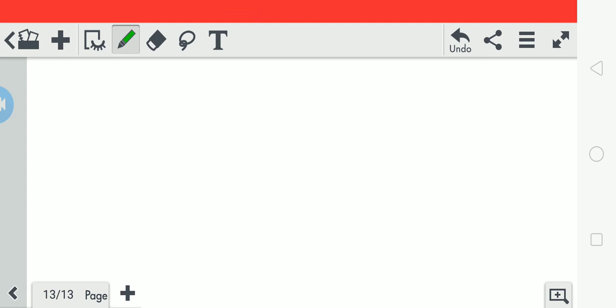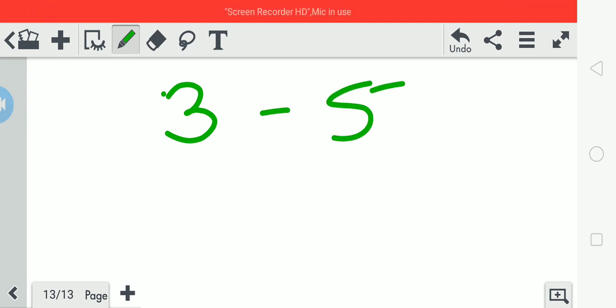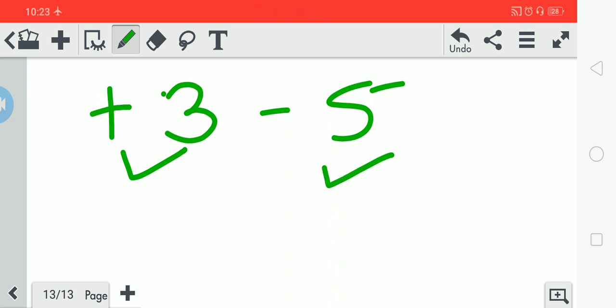Now the third rule is very important. What happens when one number is positive and one number is negative? We saw this kind of example yesterday using the number line, but today we are going to see the same kind of example without the number line. What happens when one number is positive, here 3 is positive, and the second number is negative, 5 is negative.